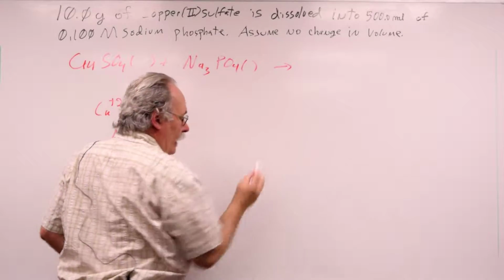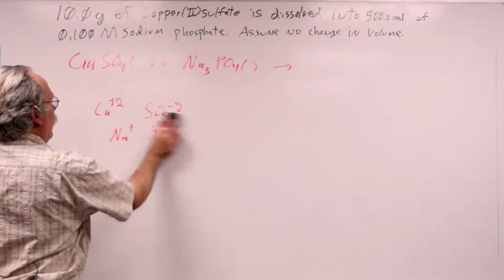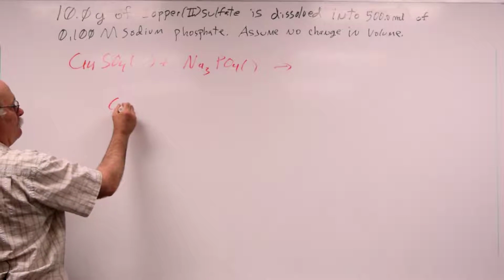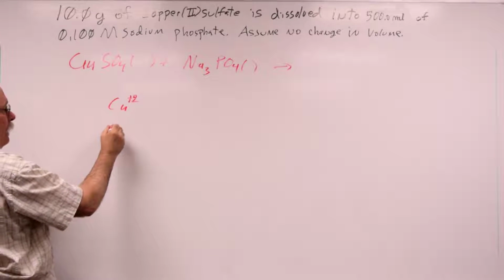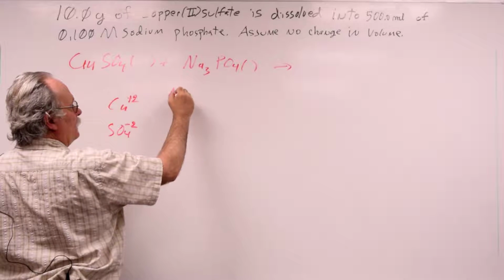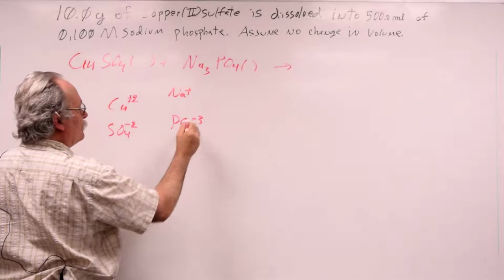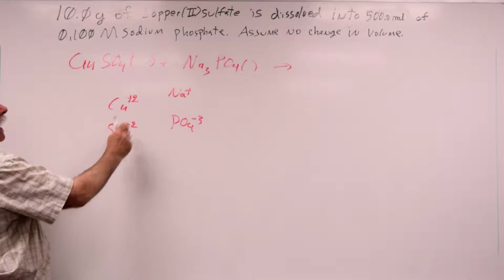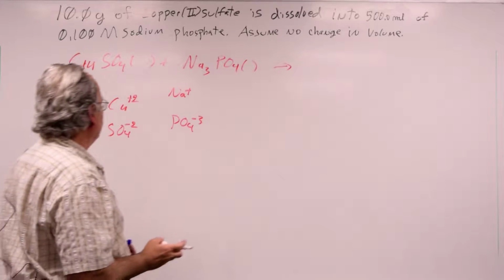Now, this is a double displacement reaction, and they swap partners. So the copper 2+ reacts with the phosphate. I'm going to write over here the Cu2+ and the SO4 2-, and here the Na+ and the PO4 3-. So we're going to make sodium sulfate and copper(II) phosphate.